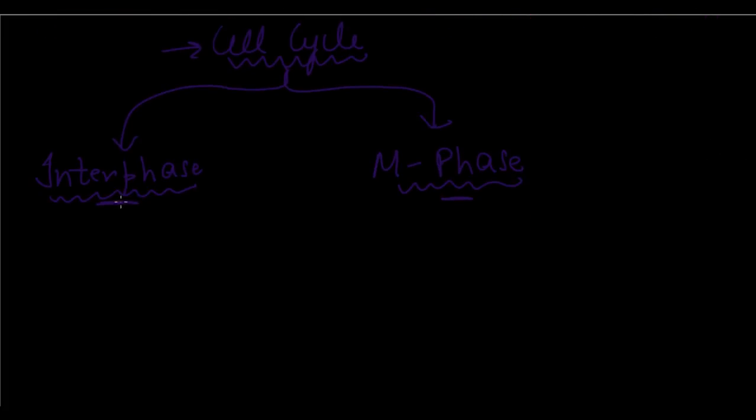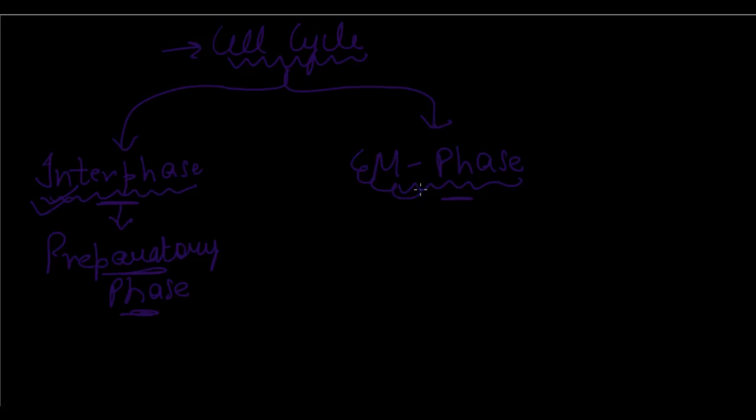Interphase is basically the preparatory phase. It's the phase in which the preparations take place. The phase which is preparatory is the interphase, where the different preparations for cell division take place. And M phase is that phase in which the actual division process takes place.